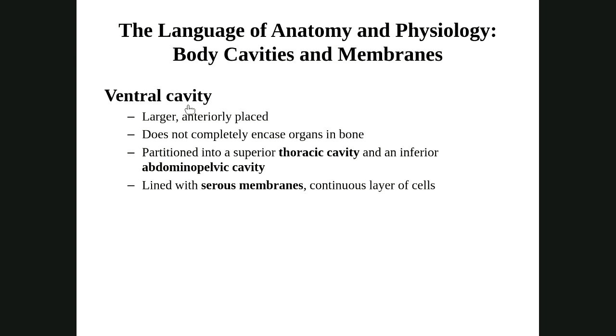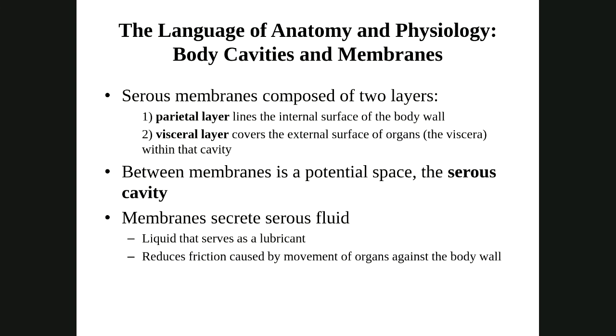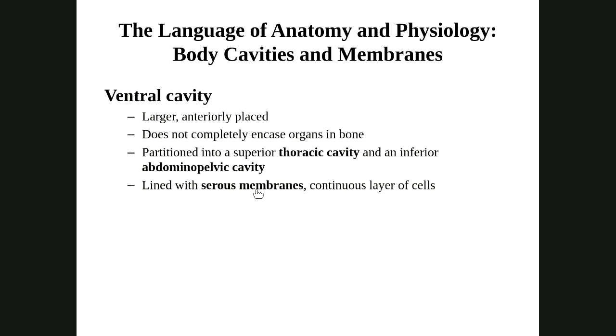So the ventral body cavity, again, ventral means towards the front, and so this is the main area that we think about as being a body cavity. We have the thoracic cavity and the abdominopelvic cavity, and these cavities are separated again by the diaphragm. Again, it mentioned here that these are lined with serous membranes. So we'll talk about that.